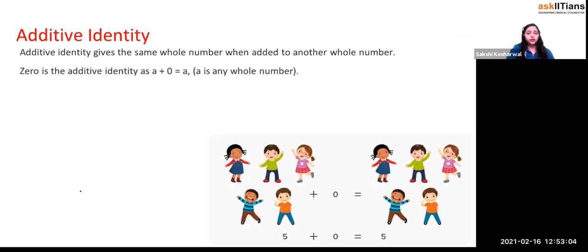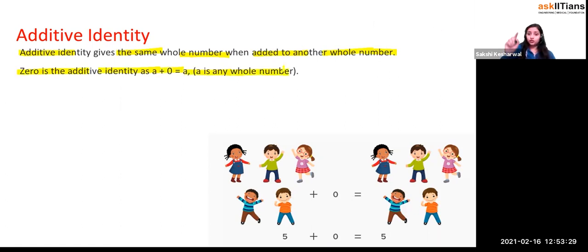Okay, now let's come to what we mean by an additive identity. You just see over here. What is an additive identity? It says that the additive identity gives the whole number when added to the other number, right? So 0 is the additive identity, means what? 0 plus a is a whole number.